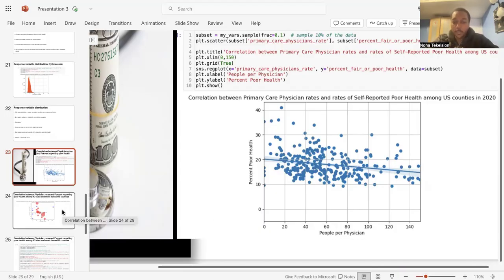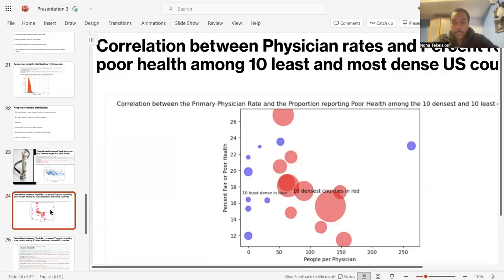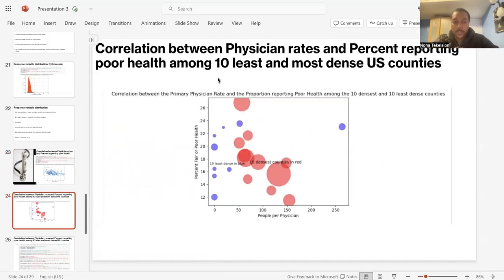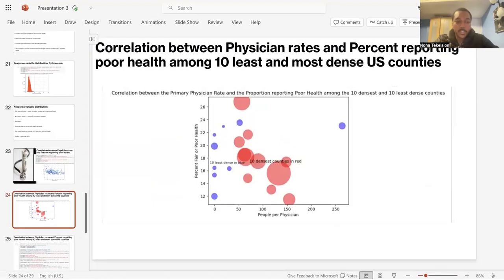So again, I don't know to read too much into the people per physician variable, but it is interesting to use, and I use it again in a more colorful sketch here. This data here is interesting because I take the same x-axis, y-axis plot, but now in the red I plotted the 10 densest counties in the US, and the blue dots are the 10 least dense. Okay, we can go to the next slide.